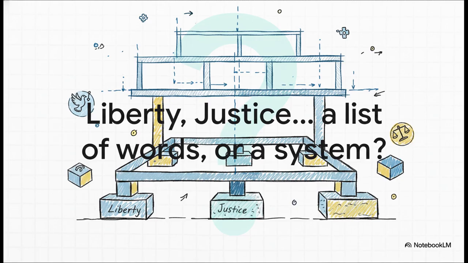When you hear all these political terms being thrown around, liberty, socialism, justice, rights, does it ever just feel like a random list of words? It can be kind of confusing. But what if I told you there's a system to it, a hidden logic, that once you see it, makes everything a whole lot clearer?